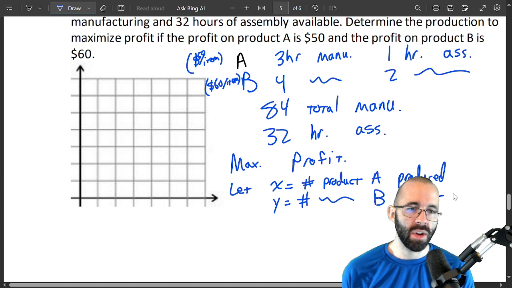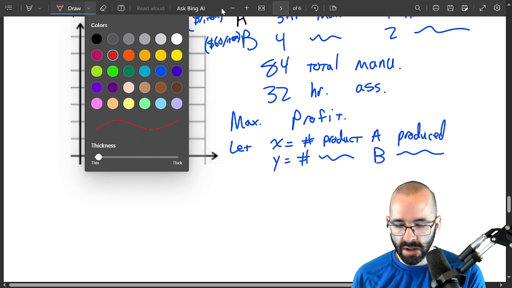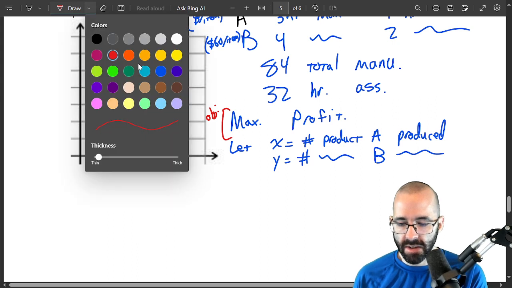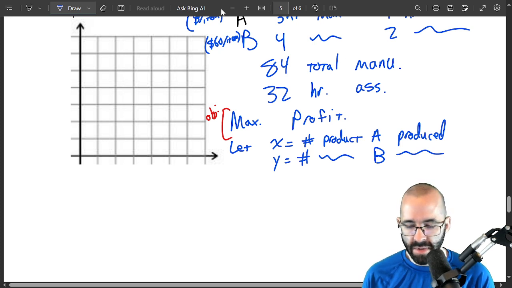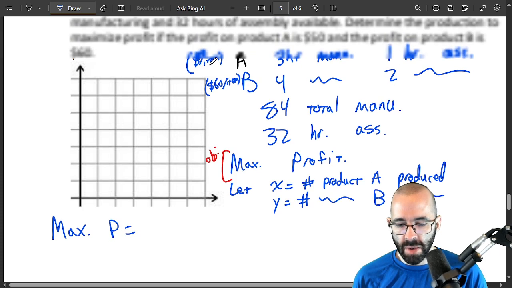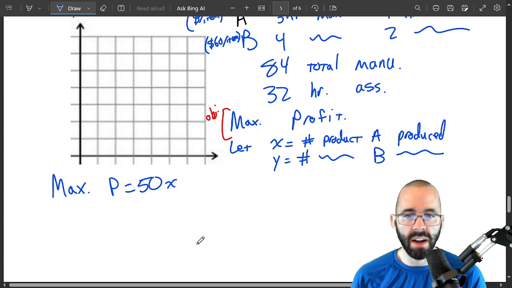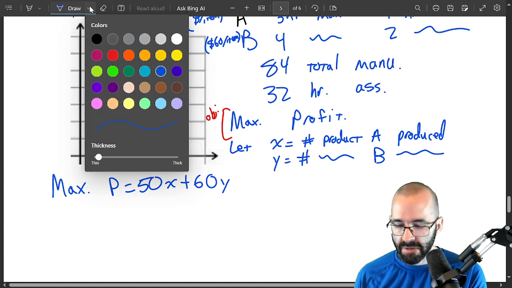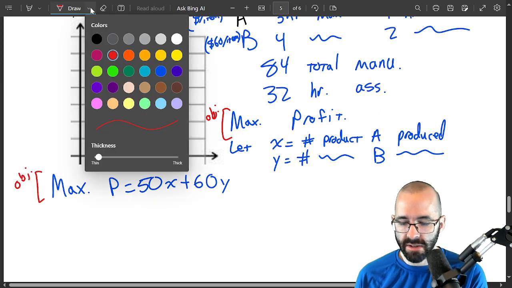Great. Step 1. Step 2 is the objective function. We've already written it down in words: it's maximizing the profit. But we also have to do it in math. So first it's to do it in words, maximize the profit. And now if we do it in math, we're going to say maximize P, our profit. We profit $50 for item A, $60 for item B. So 50 for every item A and $60 for every item B. Great, that's our objective function. That was step 2.